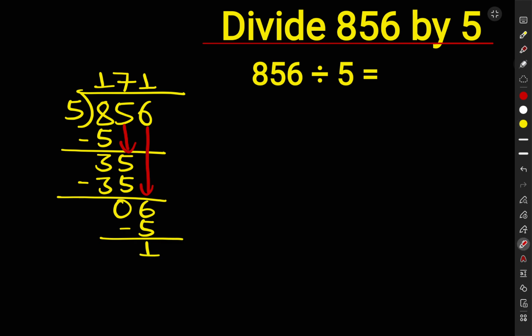So now we have no other number to put down. So we take here a decimal so that we put 0. So it is 10 and 5 times 2 is 10. On subtracting we get 0. So 856 divided by 5 is 171.2.